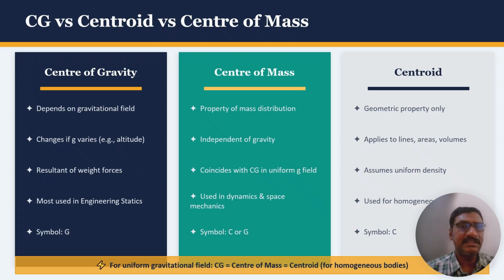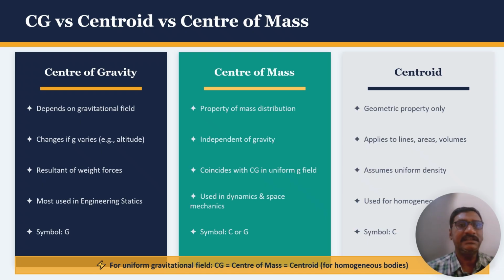So to summarize the comparison clearly: center of gravity depends upon the gravity and the mass distribution, used in static problems. And then center of mass depends only on the mass distribution, used in dynamics and shape mechanism. And then centroid depends only on the geometry, used for homogeneous bodies and uniform gravity.